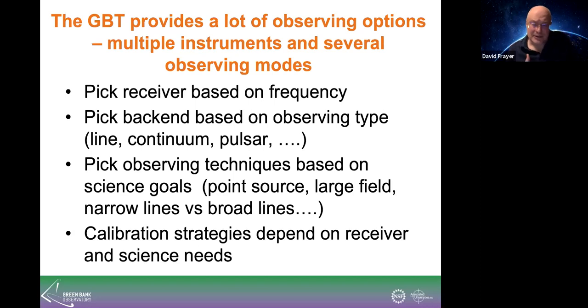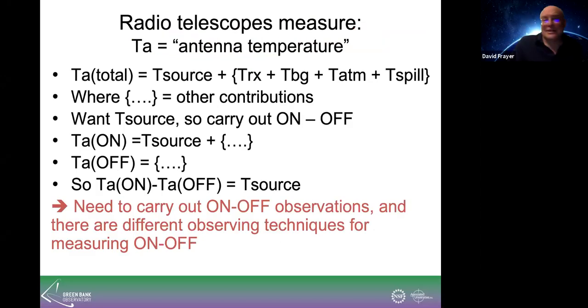Are you doing point source science? Are you trying to map a large field? Are you looking at narrow lines or broad lines? These are the types of considerations that go into making decisions on how you take your observations. And then the calibration strategies also depend on the receiver that you're using as well as your science needs. So what does a radio telescope measure?